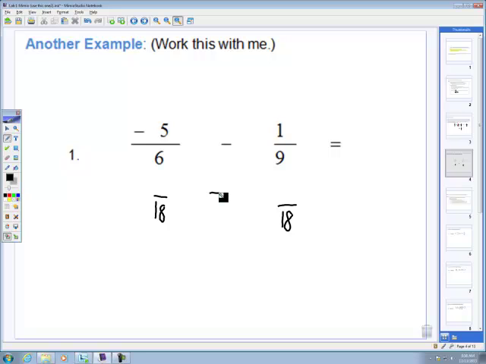Now we're going to need to convert each fraction to an equivalent fraction with that least common denominator. So first let's work on negative 5/6. 6 times what will give me 18? Well, 6 times 3 will give me 18. But if I multiply by 3 in the denominator, I would have to multiply by 3 in the numerator. Remember, 3 over 3 is really just 1. All we're doing is converting to an equivalent fraction with a different denominator. Negative 5 times 3 would be negative 15.